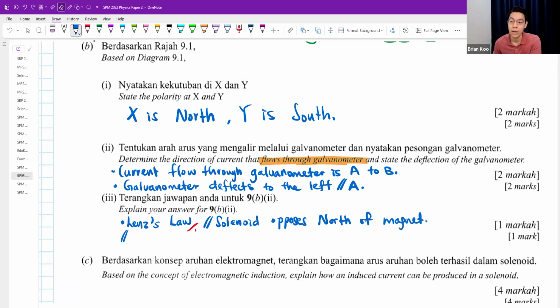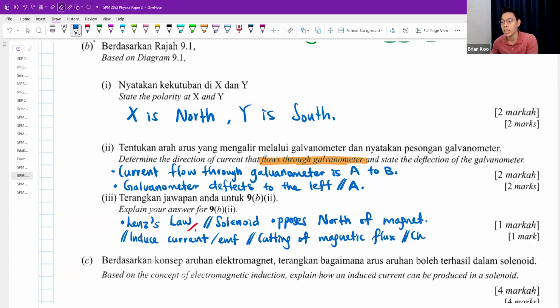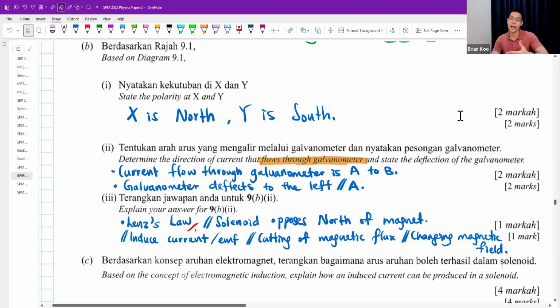You can also say, because Lenz's law says when you move magnet in, out like this, you're going to induce some current. You're going to induce e.m.f. Or you can say, because there is cutting of magnetic flux. That's why current will flow. They're asking you why got current flow. Because got cutting of magnetic flux, or because got changing magnetic field. Any one of the answers. Why is there a current? Because solenoid will try to oppose the north.